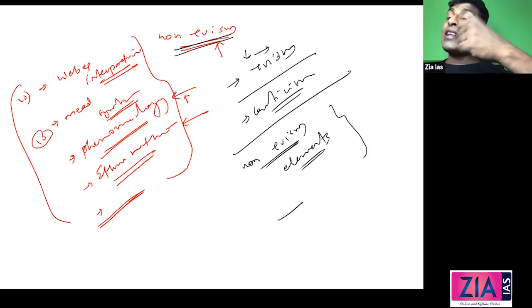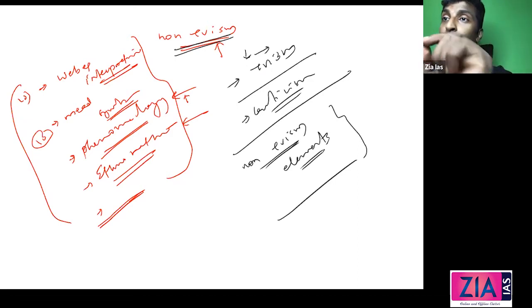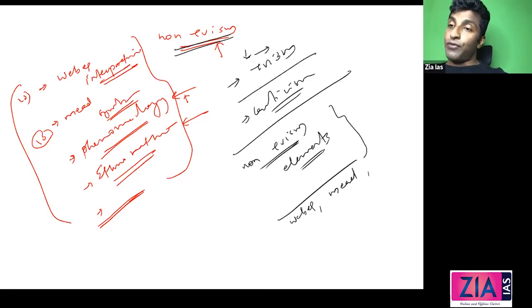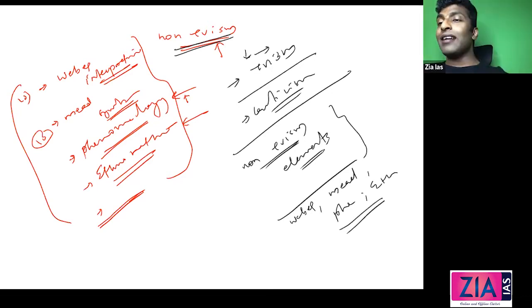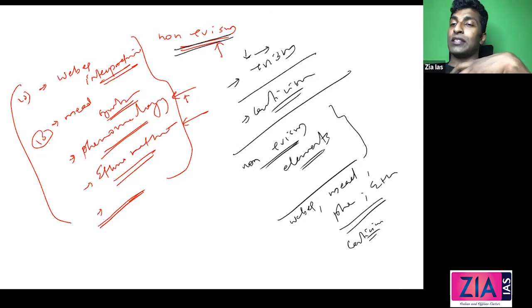And then various non-positivist approaches also need to be mentioned, where you will be discussing Weber, Mead, and then phenomenology and ethnomethodology, right? And then you should briefly talk about the limitations of this approach also, one or two lines, then you will be concluding.